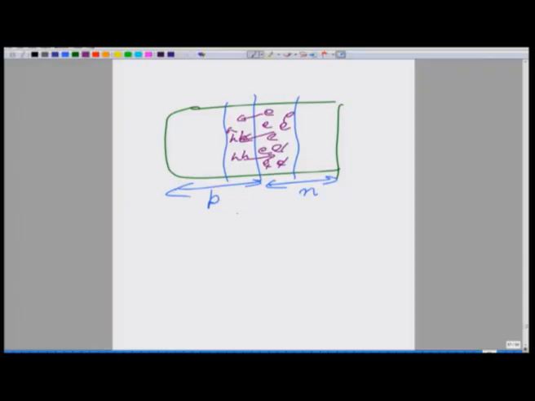So, in this junction region, across the junction up to some length, what you have is, very important, you have charge density which is not 0, but you have charge carrier density which is 0.